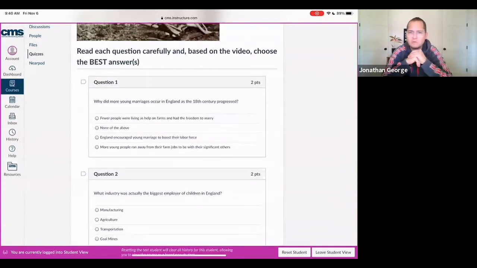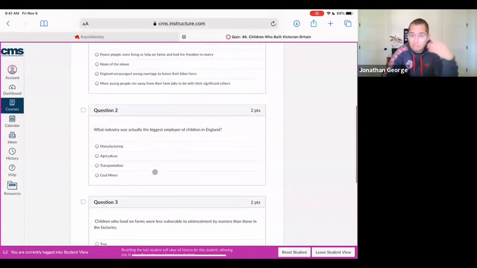Here are the questions. I'm going to read through them, and then we'll get started with it. Why did more young marriages occur in England as the 18th century progressed? Bottom line is, why were people getting married earlier? Okay, which led to greater population increase.